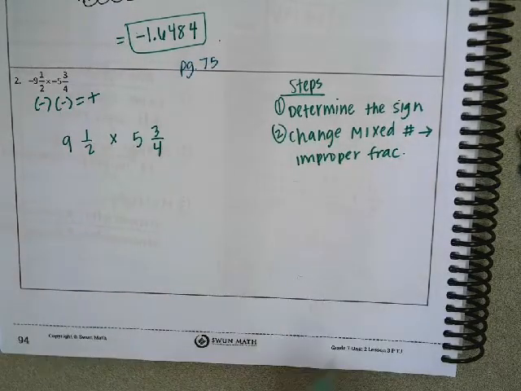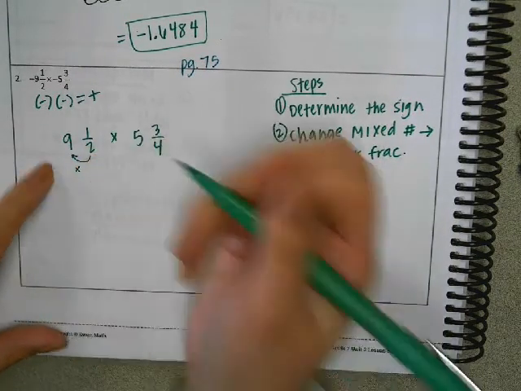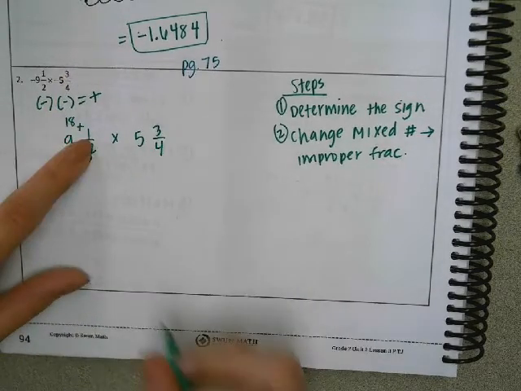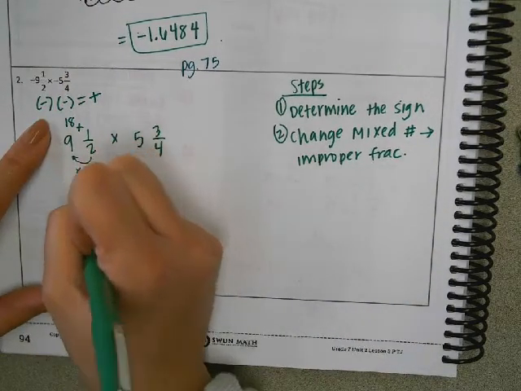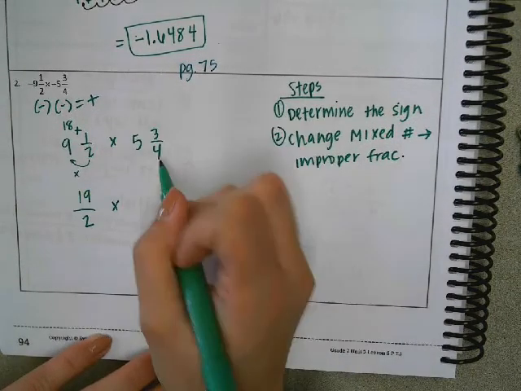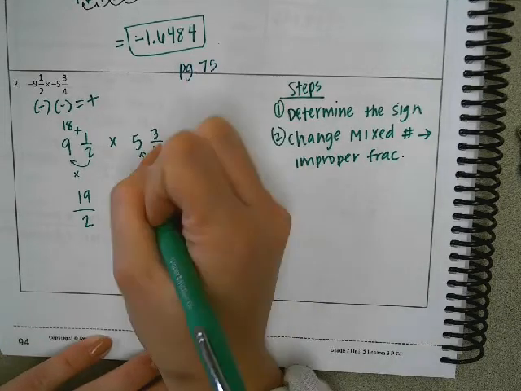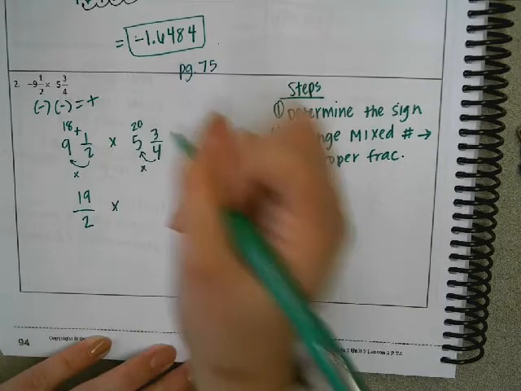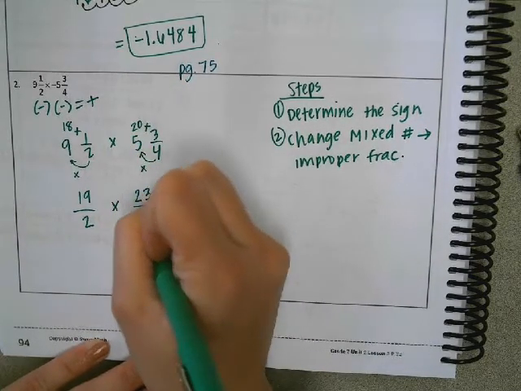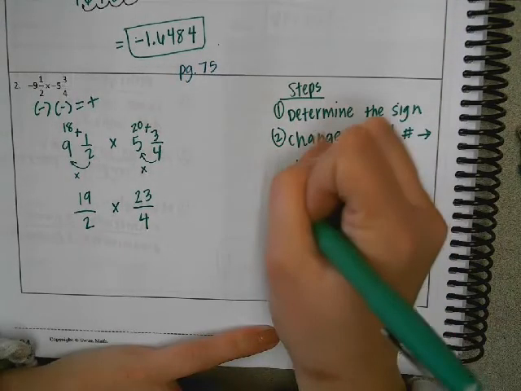What I'm going to do is I'm going to multiply the denominator times the whole number. 2 times 9 is 18. Plus 1 is 19 over 2. Keep the same denominator. Times, same thing with 5 3/4. I'm going to multiply the denominator times the whole number to get 20, and add the numerator, 23 over 4. Keep the same denominator. Then multiply.